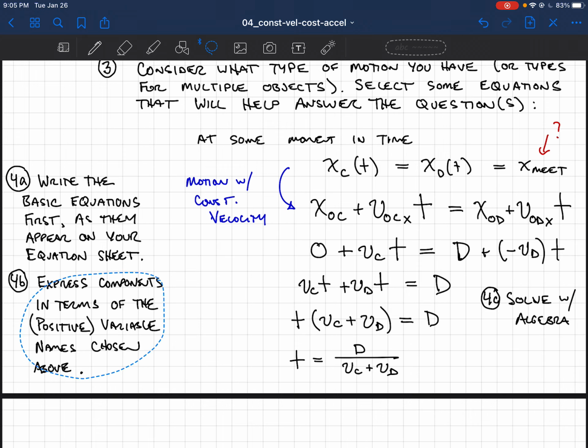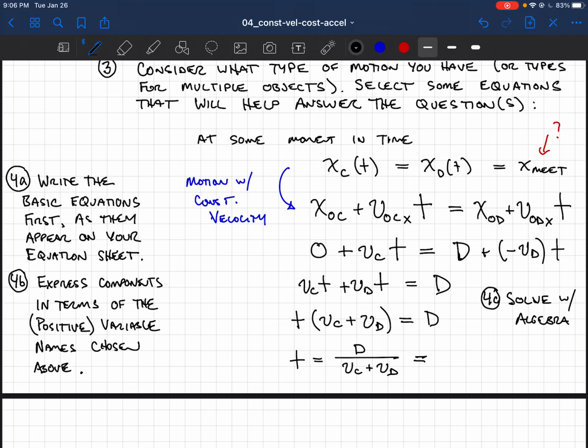What was the step that I missed? Express the components in terms of positive variable names chosen above. So we did that here. For instance, the x component of the Detroit train's velocity was negative, but the x component of the Chicago train's velocity was positive. And only now that I've gotten to an equation that says the thing that I want is equal to a bunch of stuff, do I actually plug in numbers.